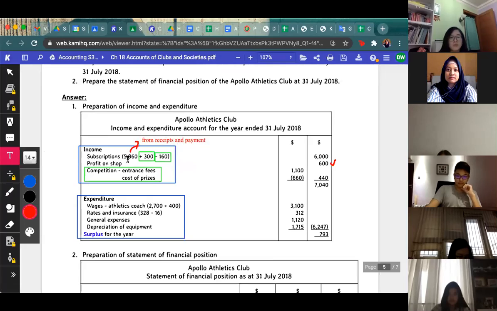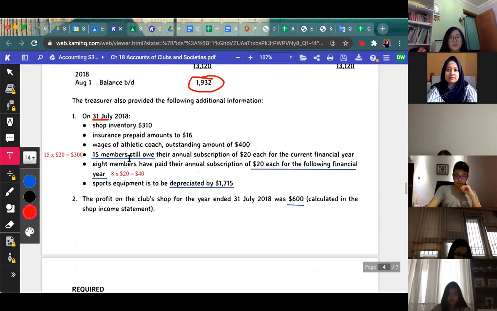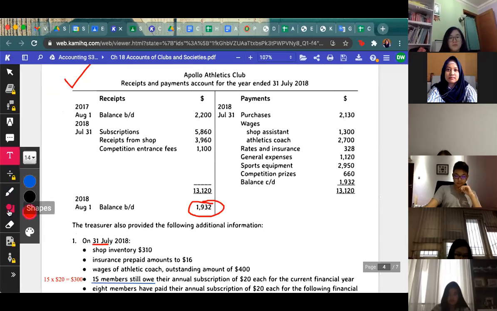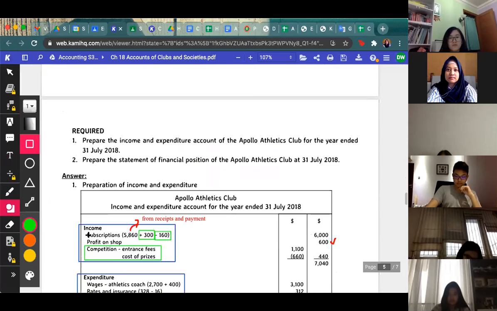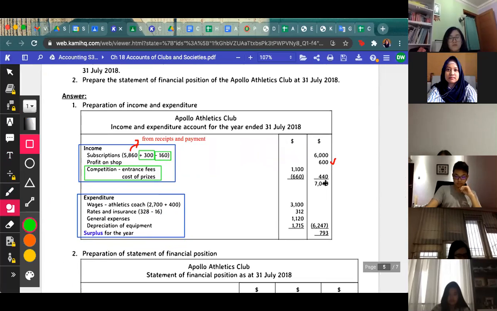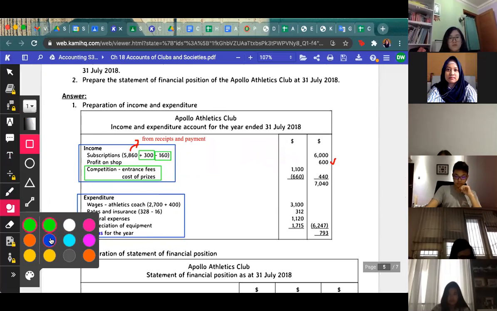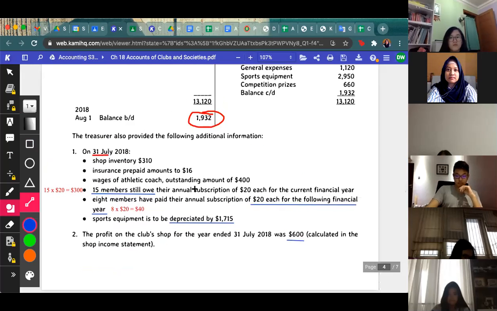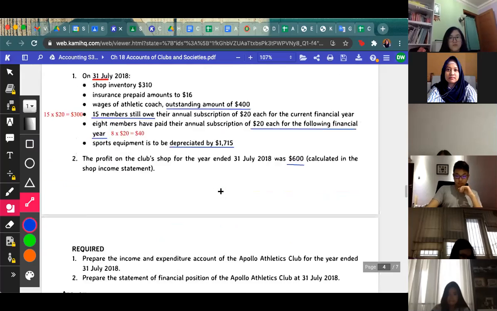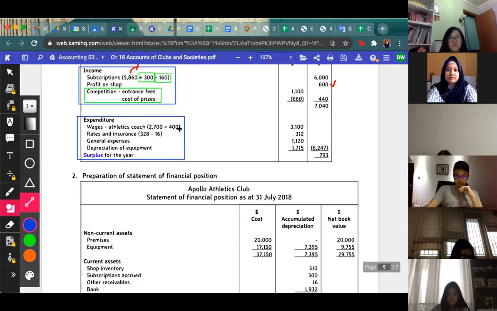Yeah, that's basically subscriptions that is received from the year over here. Yeah, you see it here. Okay, so the total income would be 7,040 and expenditure would be wages, rates, general expense, and depreciation. From the wages here, plus 400 because there is an outstanding amount accrued at the end. Again, accrued at the end must be added. So it is plus 400.